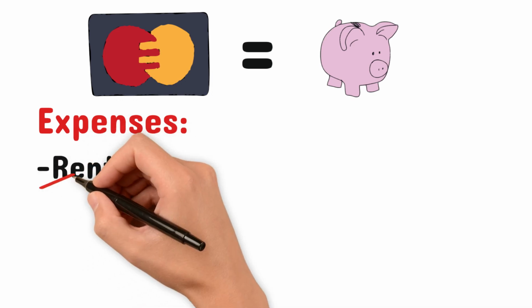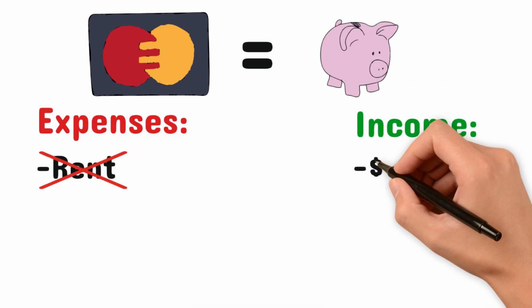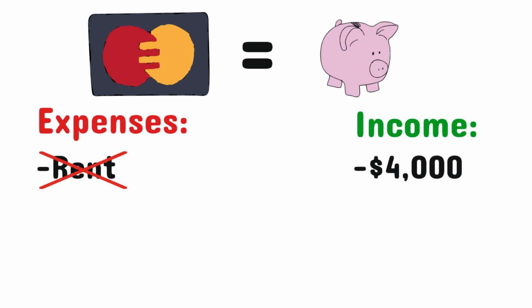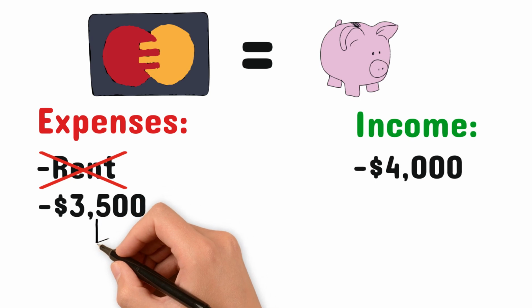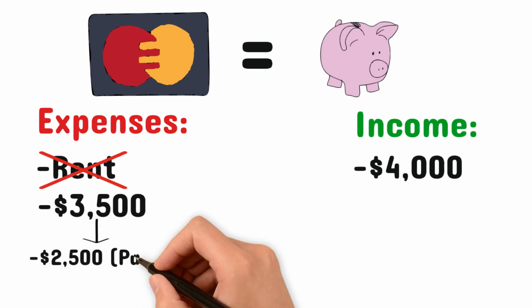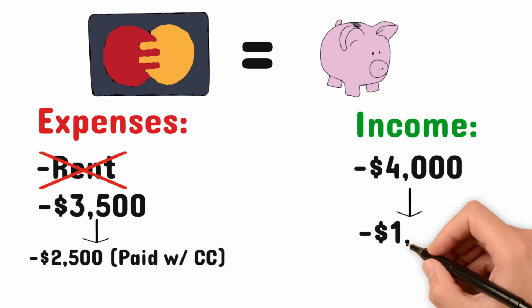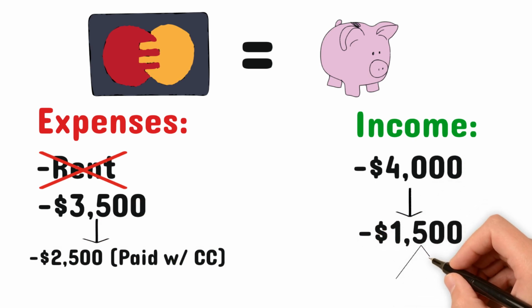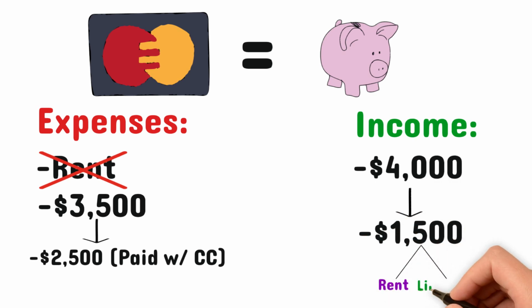In Phil's case, he has a monthly income of $4,000 and $3,500 in expenses. But from these $3,500 in expenses, only $2,500 are eligible to be paid onto his credit card, as his rent is $1,000 a month. So from his initial $4,000 a month income, Phil will need to leave $1,500 in his bank account. $1,000 will be used to cover his rent, and the other $500 will be used to satisfy his line of credit. This now leaves him with $2,500 in cash and $2,500 in monthly expenses.